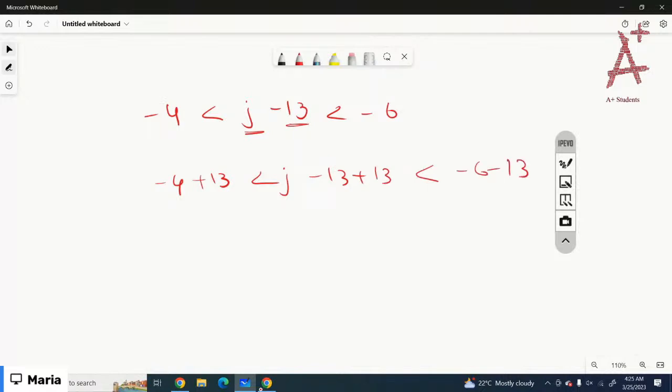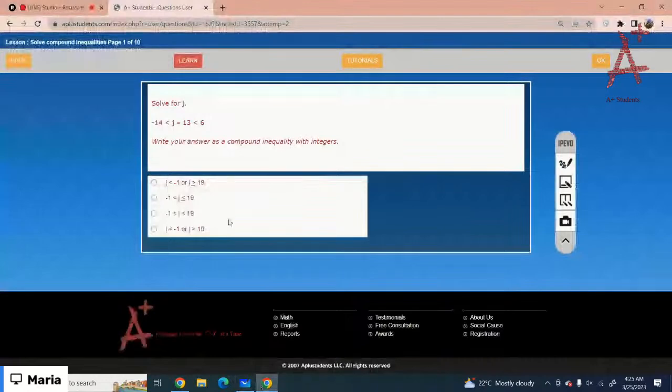So let's just solve the inequality. 13 minus 4 is 9. 13 minus 13 is 0. And negative 13, negative 6 is negative 19. That means the values of j are between 9 and negative 19. Got it? So it would be 9 is less than j less than negative 19. So that means the j values are between 9 and negative 19.